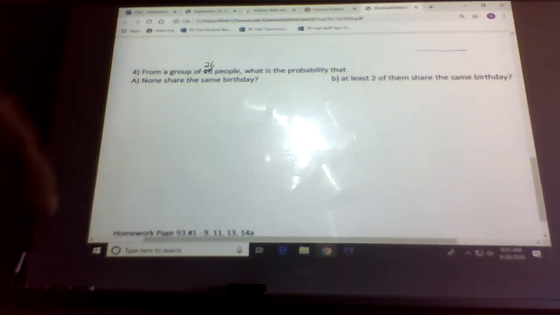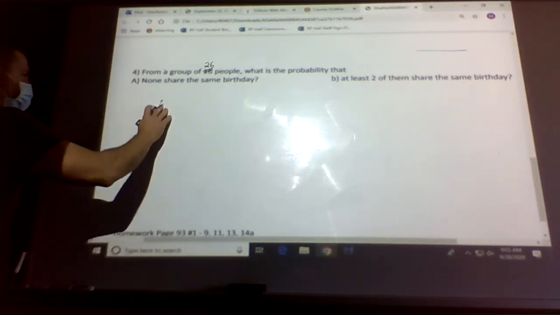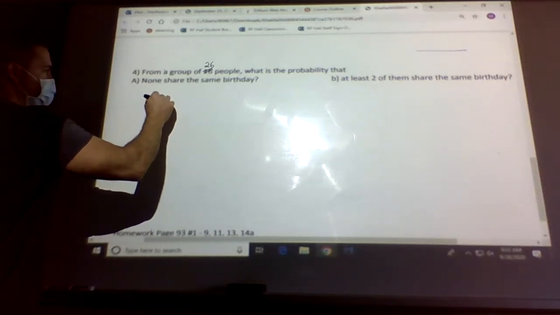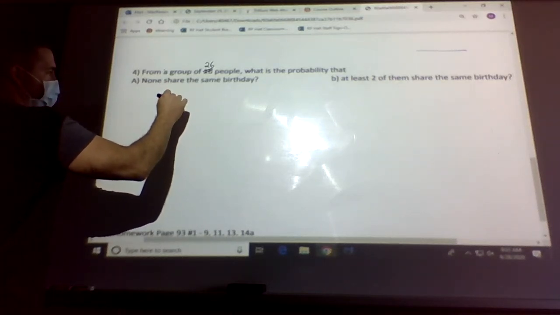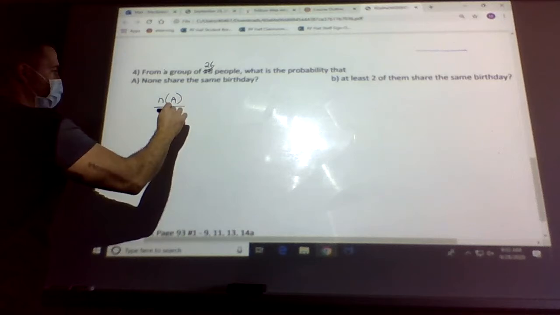Which way do you want me to do first? The one with all the fractions or the P? You want the P one first? Okay, so we're on the probability that nobody shares the same birthday. We're looking at the number of ways for the birthdays, again, over the total number of ways.